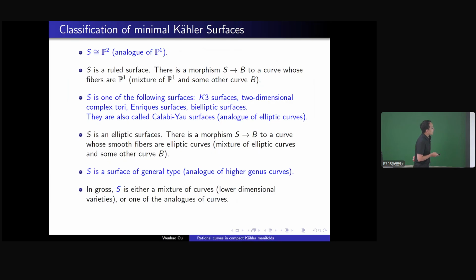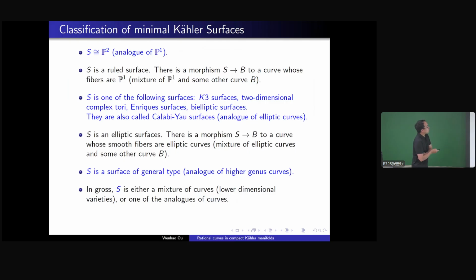And the third type is a surface of general type. And I say that they are analogs of high genus curves. We can see that for these surfaces, their curvatures are negative. So these three items in blue are analogs of the classification of curves.